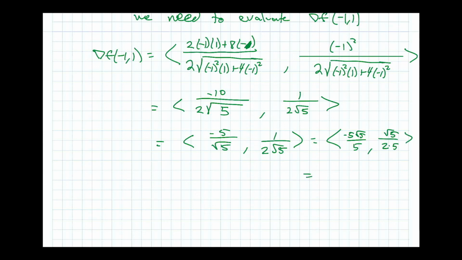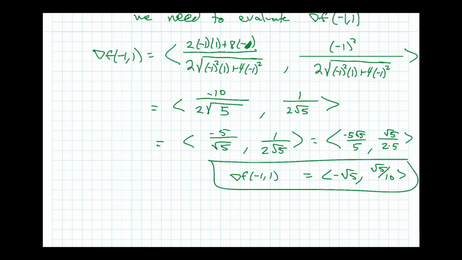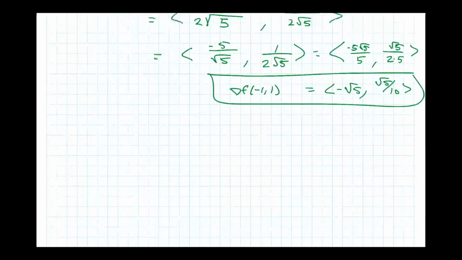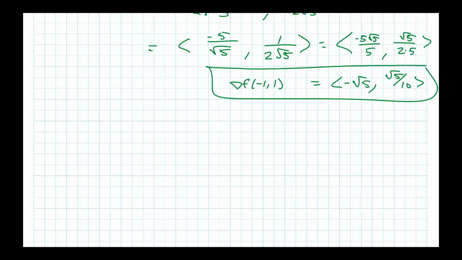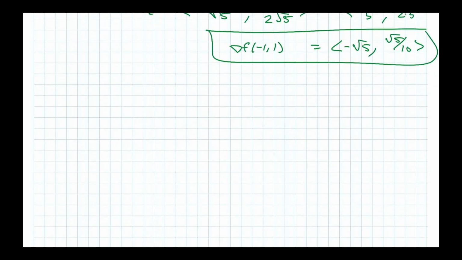So we get negative square root 5, comma, square root 5 over 10, I guess. Okay, you don't really need to do that. You could have just left it in the previous form. But in any case, that's your gradient. Okay, that's not the answer to the question, though. That's the gradient. So on the level curves, here's what's going on.